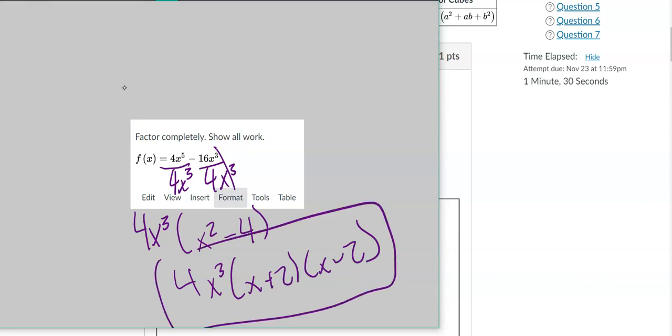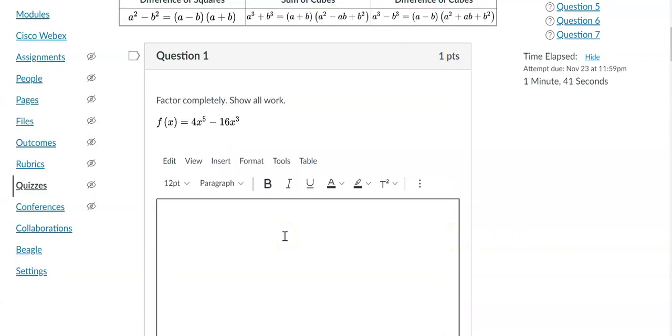If I was doing this on a piece of paper, I could just take a photo and upload that photo as part of my quiz, or I could type this out and write it down in the equation editor. But this would be the answer for number 1.